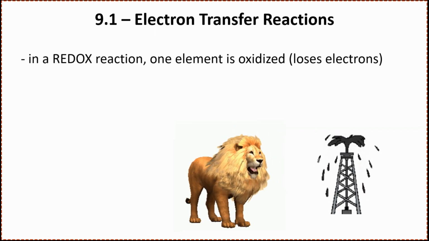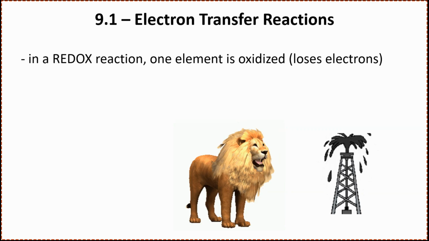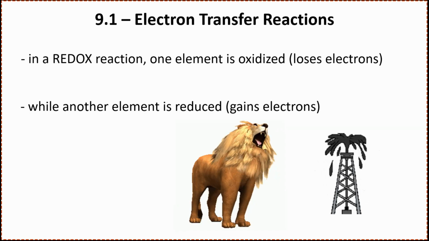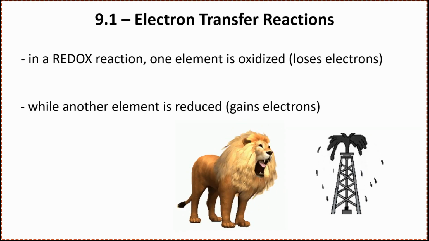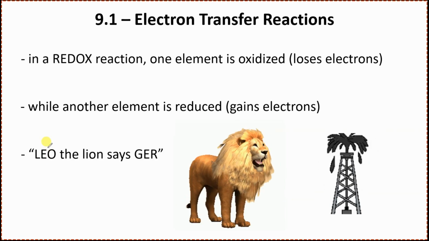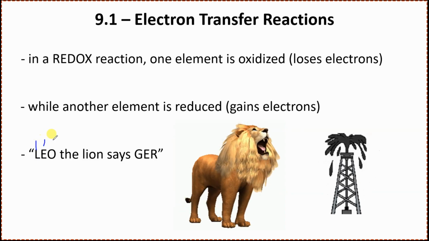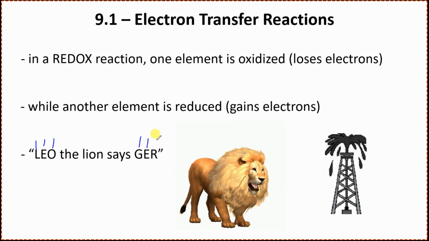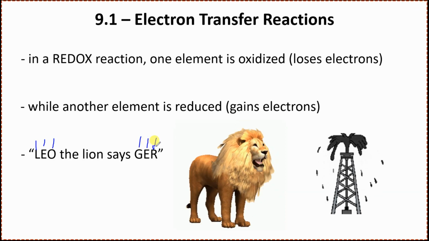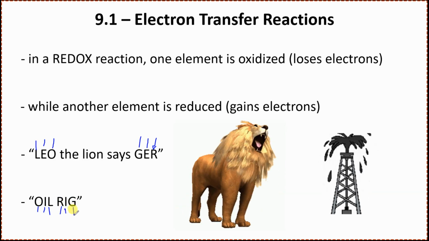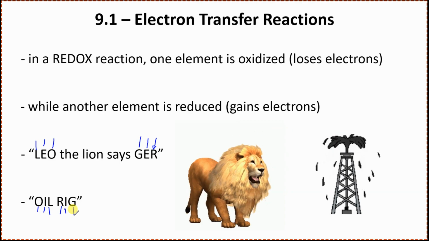In redox reactions, one element is oxidized, which means it loses electrons, while the other element is reduced, which means it gains electrons. And if you're wondering why there's a lion and an oil thing there, these are two ways to remember this idea. Leo the lion says grr. LEO stands for loss of electrons is oxidation, and gaining electrons is reduction. Leo the lion. There's also OIL RIG. Oxidation is loss, reduction is gain. Whichever one you want to go with.